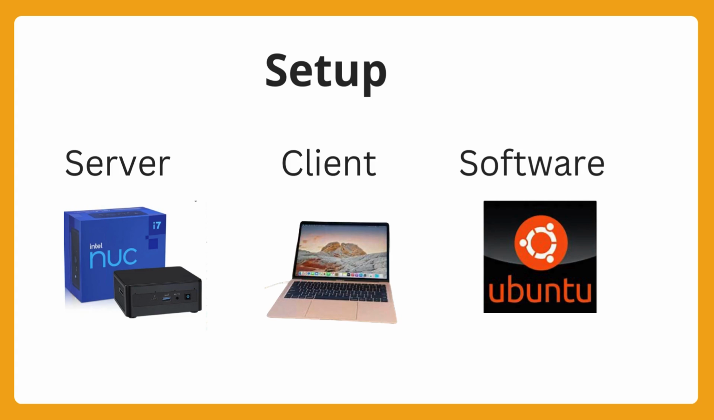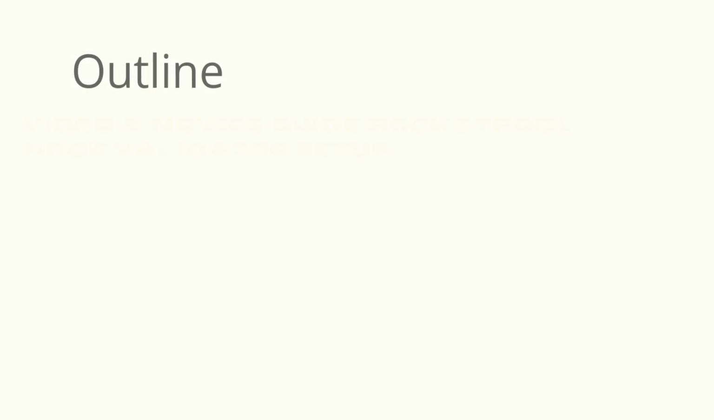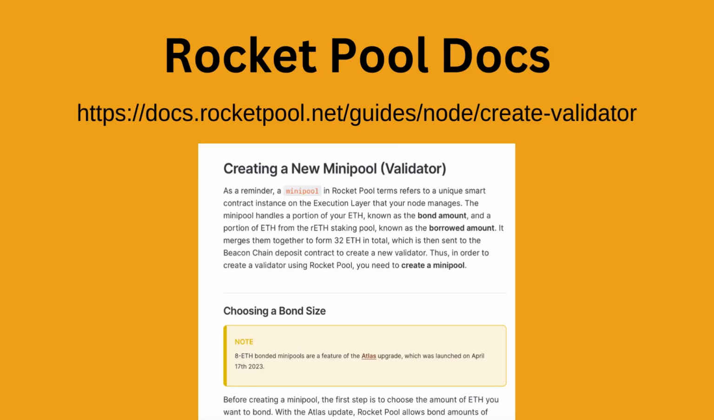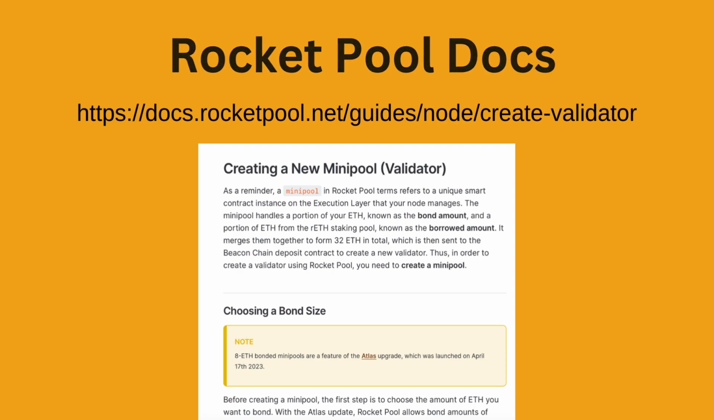The setup today is the server as a NUC 11 and the MacBook as a client with remote access via SSH. The Ubuntu software will be used. In this video, we will create a mini pool and go over monitoring and maintenance of your node once you are on the Holesky testnet. As always, follow along with the Rocketpool guide under Documents and read ahead.